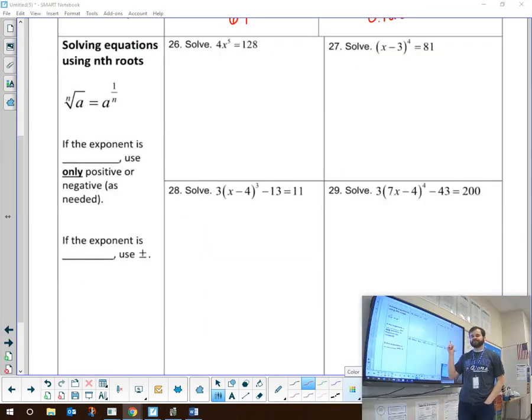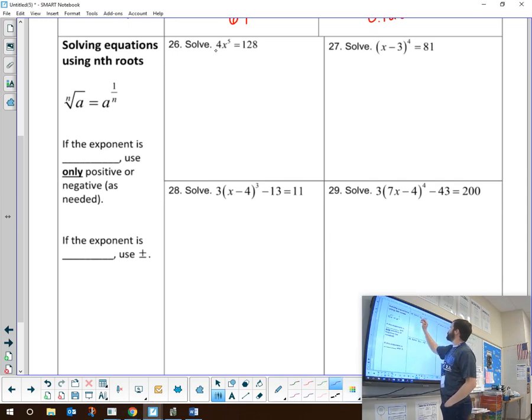All right, guys, we're going to do the last 4 problems here for this lesson. So we're going to start here with number 26, and this is just like problems we've done in the past, but we're used to seeing like 4x squared, 4x cubed equals. But today we have 4x to the 5th. Well, it's really the same basic idea. We're going to isolate the term that is being raised to the power.